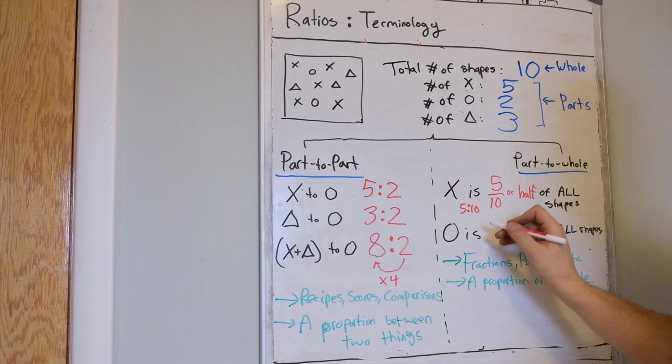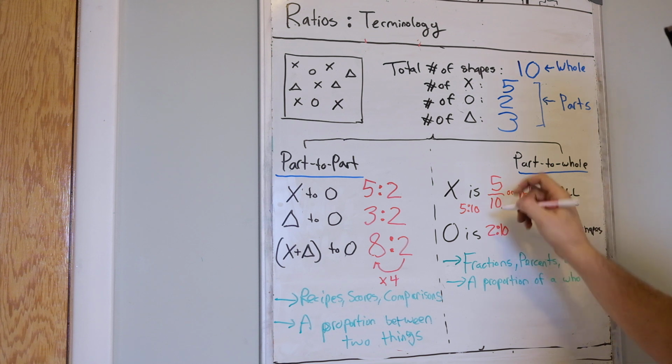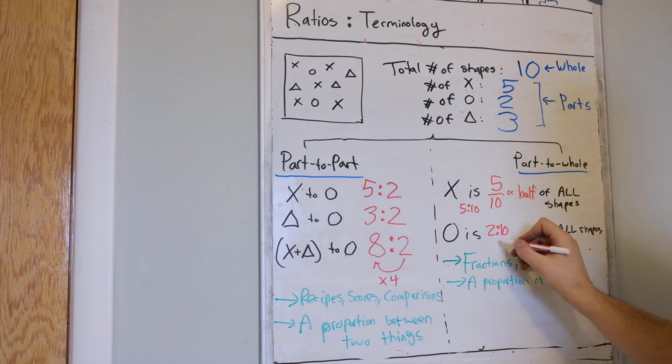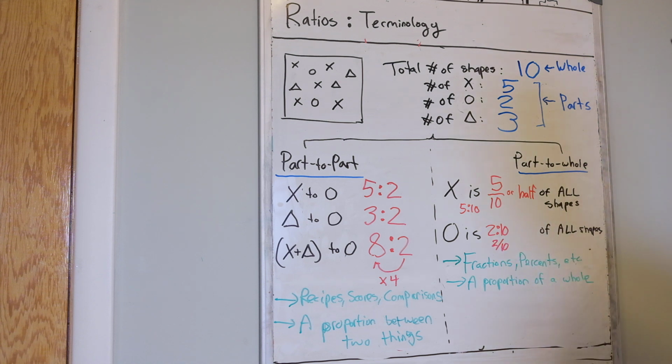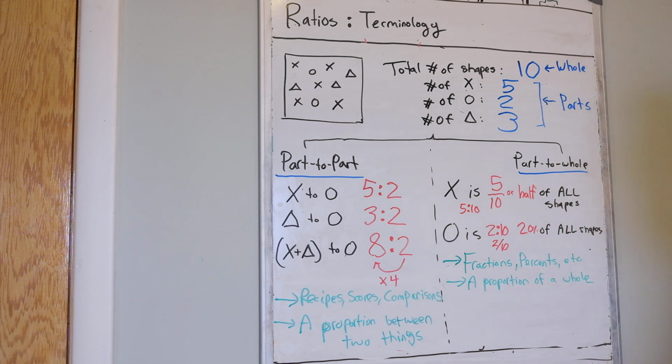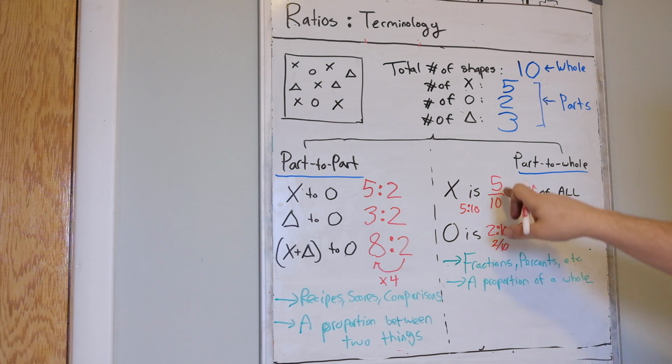Circles, we could say that this is 2 to 10, because we have 2 of these for the 10 wholes. This is the same as 2 tenths. If you know your percents, you know that's like 20%. So you could think, this is 20% of all shapes. You can see why this is the same thing as percents and fractions, part to whole ratios.